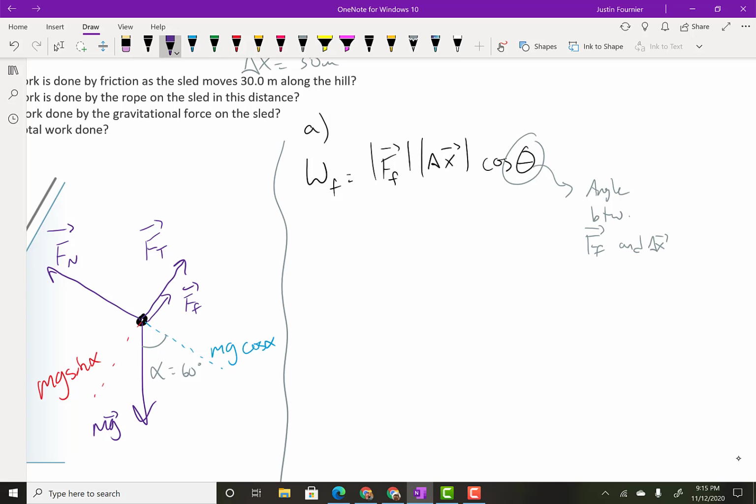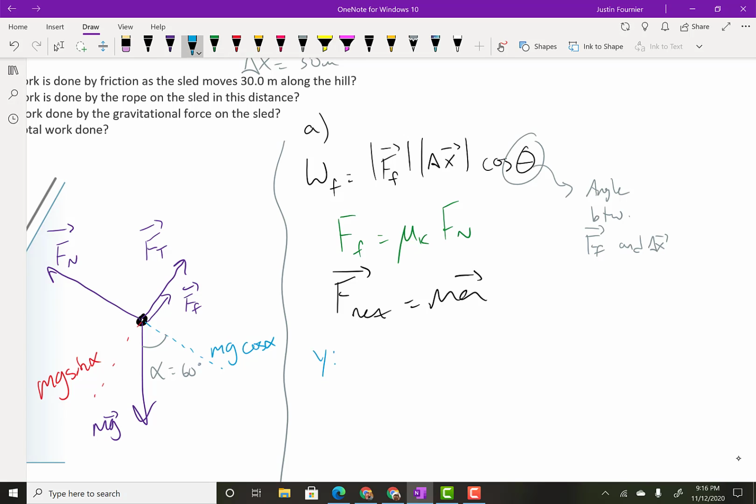All right, so let's see. In order to do this, I got the displacement. That's going to be 30 meters. So I got to get the frictional force. I don't know what the frictional force is, and to do this, I'm going to use the fact that the friction force is the coefficient of kinetic friction multiplied by the normal force. And then to get the normal force, I'm going to use F net equals ma in the vertical direction, I think.